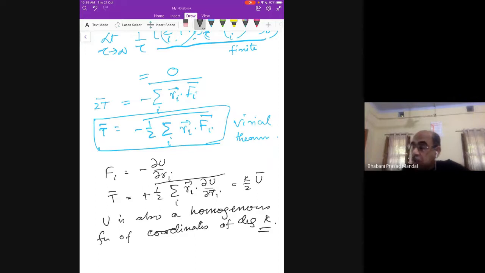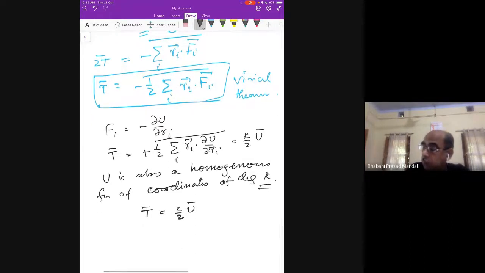Right? So k will be different for different potentials. For this situation, a conservative system where u is a homogeneous function of degree k, you find t bar is k by 2 u bar. Right? Also the total energy is nothing but your t bar plus u bar.